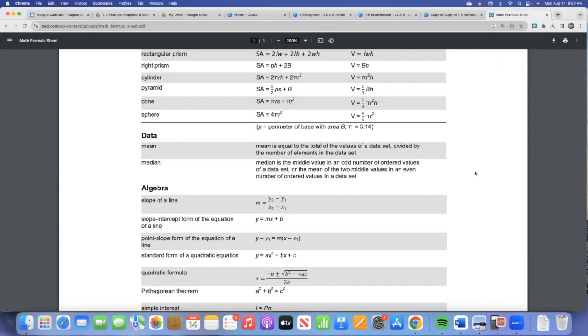But looking over here on the right-hand side, it's interesting because they didn't actually give you a formula. So technically, these aren't formulas, at least not in mathematical symbols, but they do give you directions. They tell you how to find these things. So first of all, let's look at mean. Mean, it says, is equal to the total of the values of the data set. So the total of all the data divided by the number of elements in the data set. Sometimes I'll say it's the total divided by the number of numbers. So let's go with that.